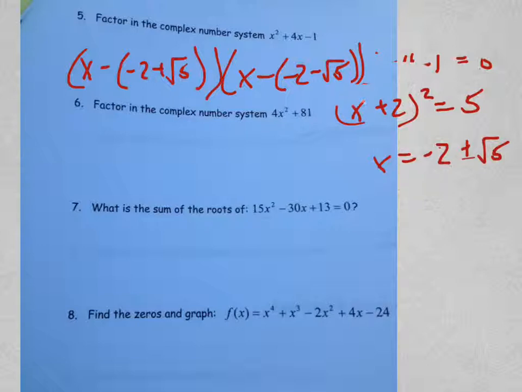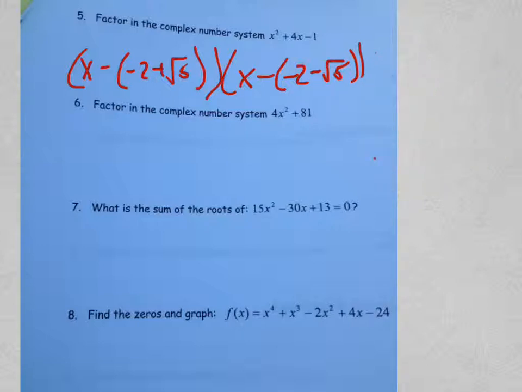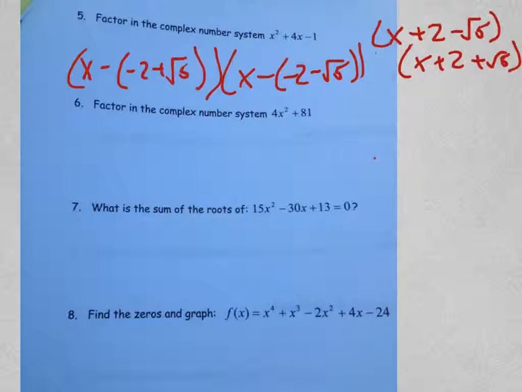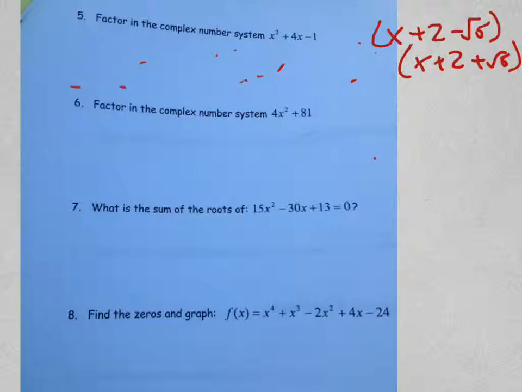And you can clean those up a little bit if you want, or if it's a multiple choice exam and you see it written a little bit differently, maybe they would have written it as x plus 2 minus root 5 and x plus 2 plus root 5. If you distribute that negative in, that's the way it would be written, most likely. Alright, so that's how you do it for that one.